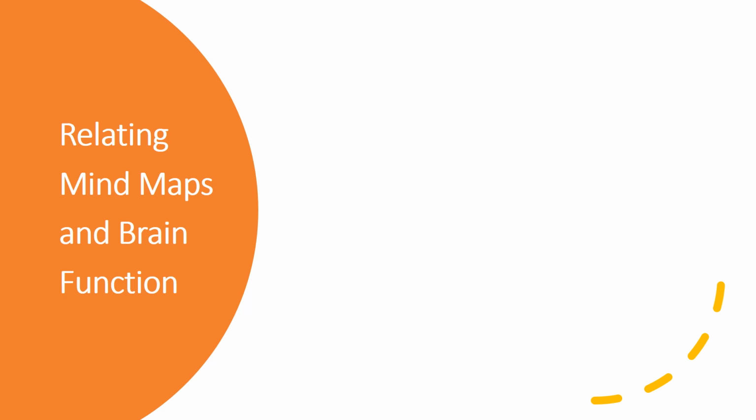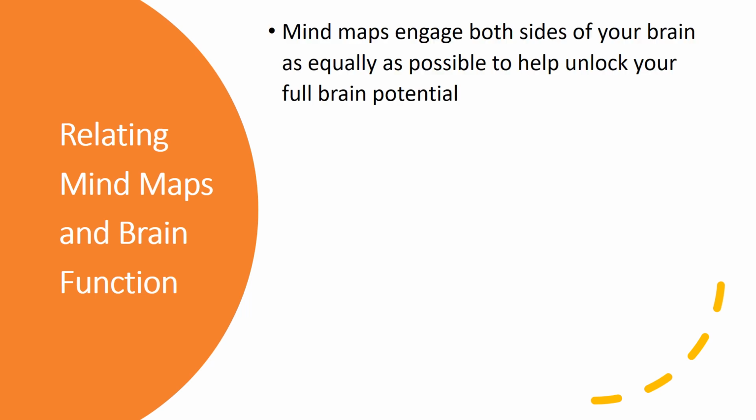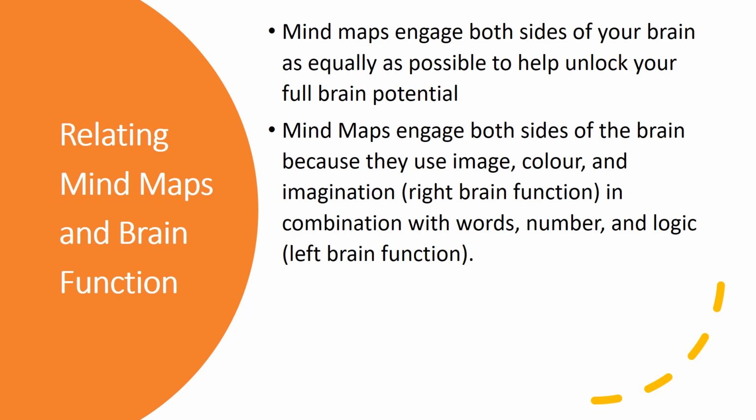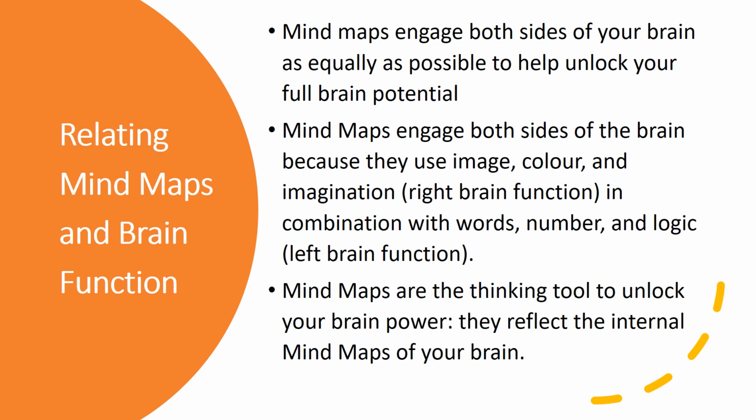So with this we conclude the 9 rules which are useful for creating mind maps. We now see how mind maps and brain functions are related. Mind maps use both parts of your brain, thereby unlocking the full brain's potential. In the beginning we saw that the left brain was more to do with words, numbers and logic, whereas the right brain was more to do with imagination, colors, images and so on. So in mind maps we are effectively using both of them. Mind maps are a powerful thinking tool to unlock your brain power, because they reflect the internal mind maps of your brain, that is the neurons, how the neurons communicate, how they are connected and so on.